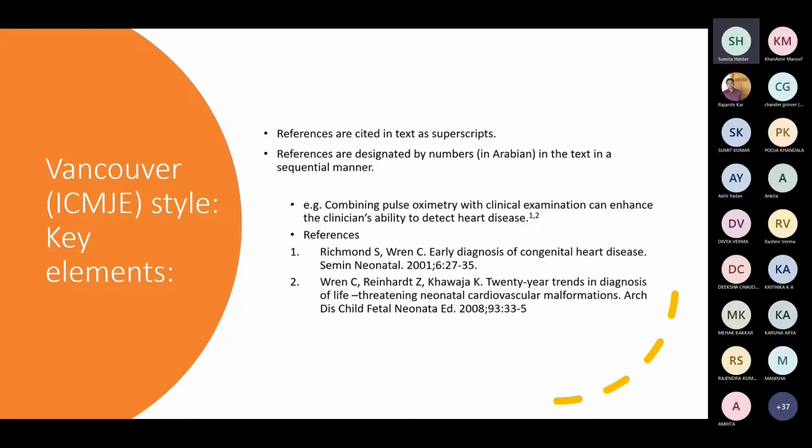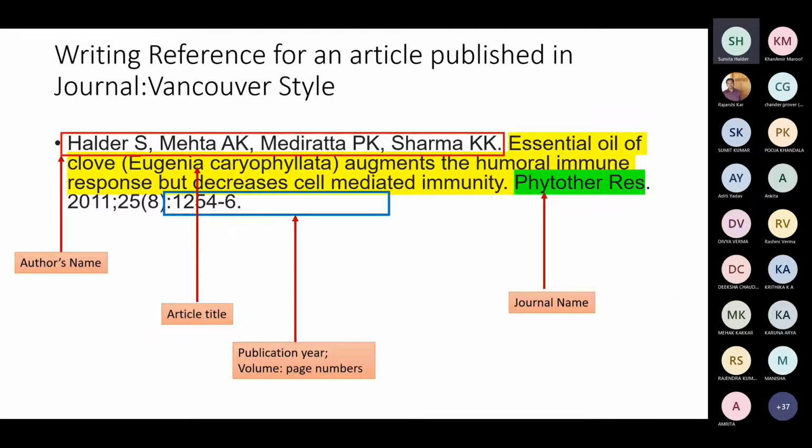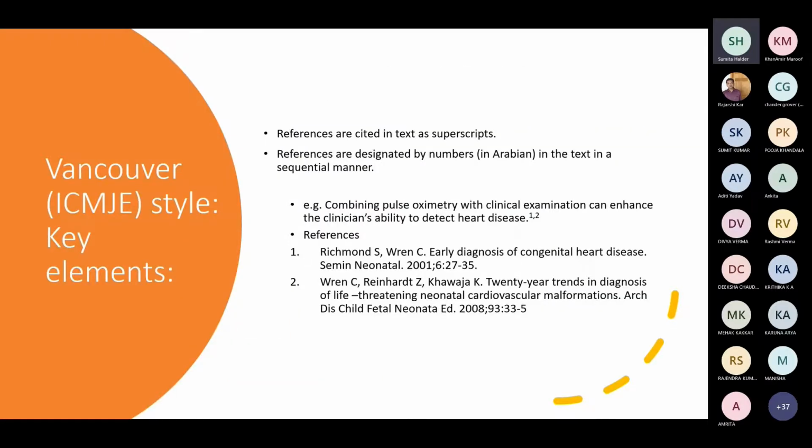So you see, in the Vancouver style, the reference we saw just now is in the reference list. This reference you will find in the reference list. But in the text, how will you find this reference? When you have written a line and you want to cite this reference, then this will be cited in the text as a superscript. It can be 1, 2, 3, 4, whatever, but it will come as a superscript. And the references are designated by numbers, not Roman, but Arabic. Now, see this example.